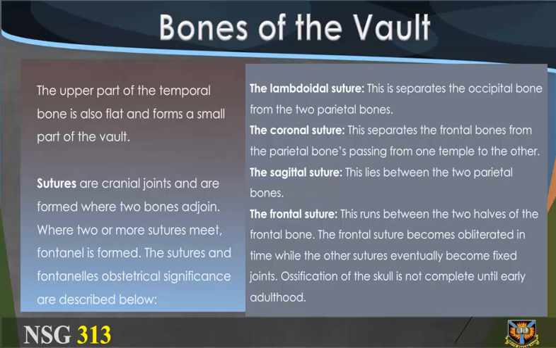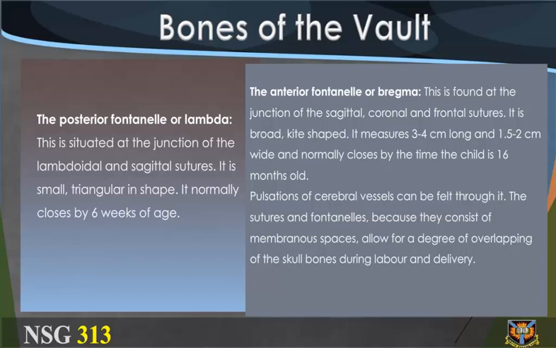The frontal suture becomes obliterated in time, while the other sutures eventually become fixed joints. Ossification of the skull is not complete until early adulthood. The posterior fontanelle or lambda. This is situated at the junction of the lambdoidal and sagittal sutures. It is small, triangular in shape. It normally closes by 6 weeks of age.